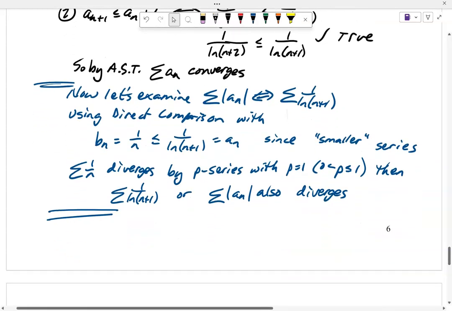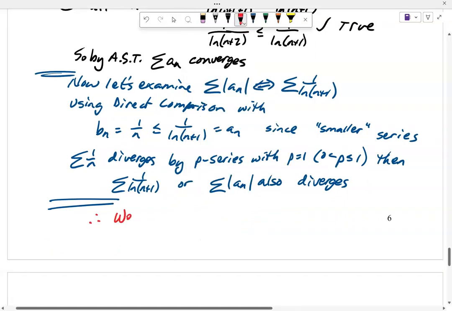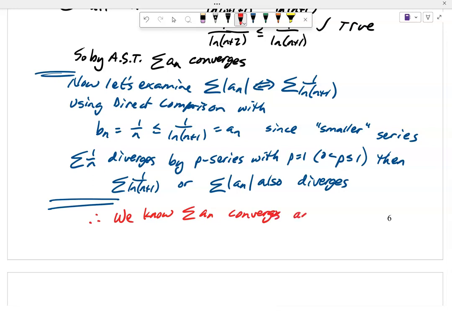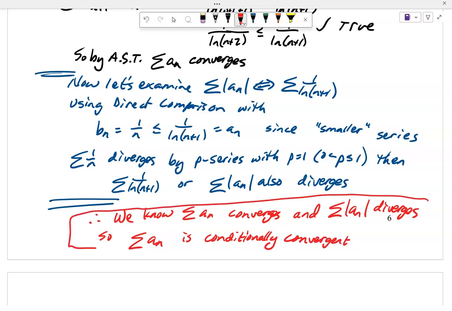Alright, so what can we conclude? Therefore, we know that a_n converges, but the absolute value diverges, so it is conditionally convergent. Conditionally convergent.